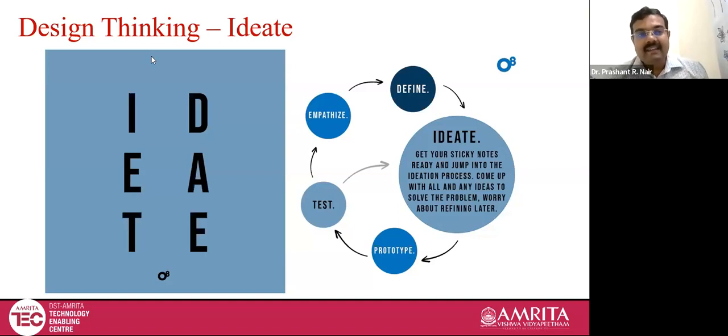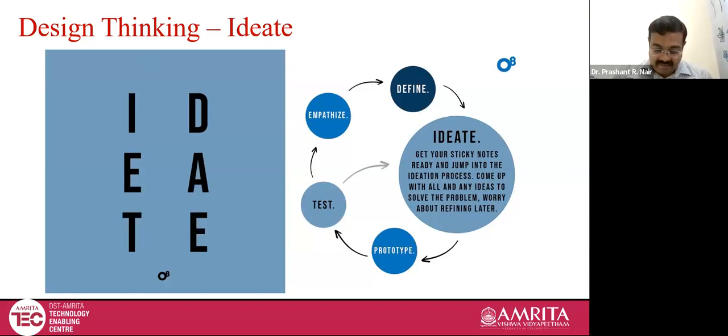But design thinking tells you to ideate for solving this problem statement. Ideate in a very, very big way. When I say ideate, I mean brainstorming, doing maximum brainstorming with so many ideas, getting all kinds of problem statements, not one, but bringing as many problem statements as possible. Get all the problem statements.